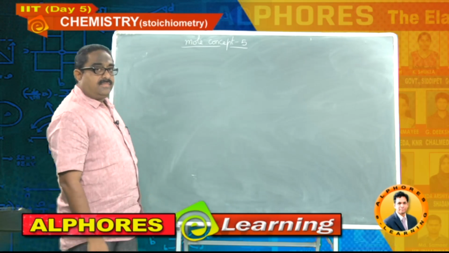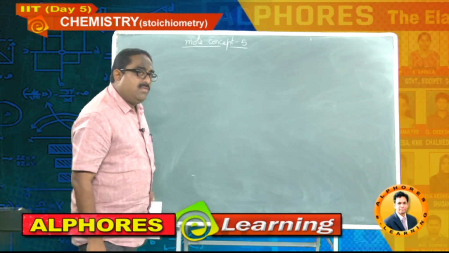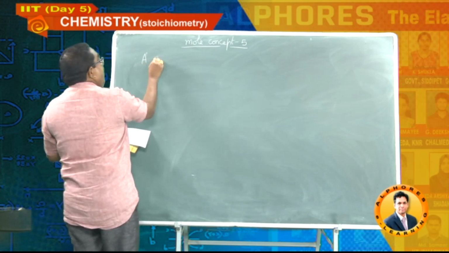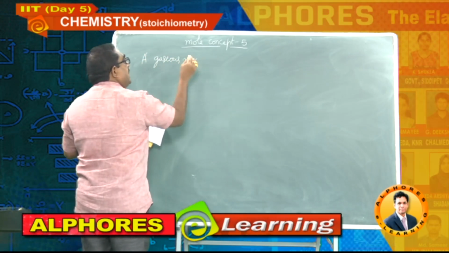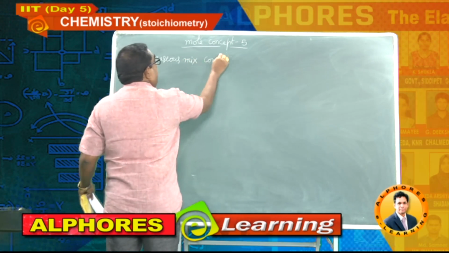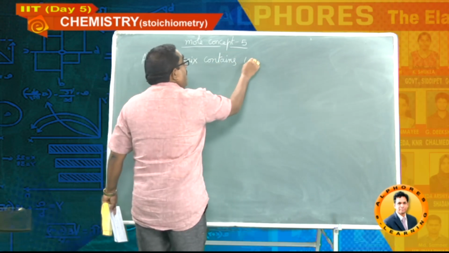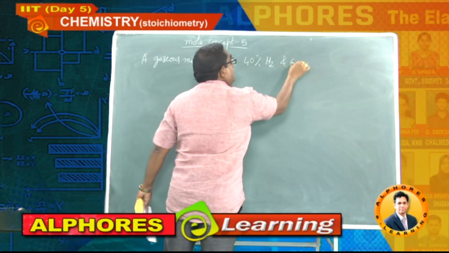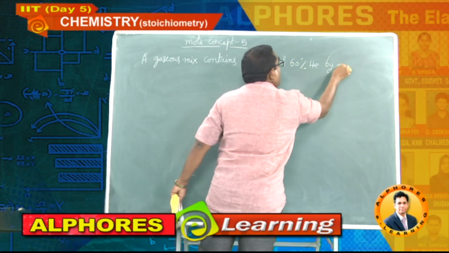Get ready, students. I am going to the next numerical. Please write down along with me. Please concentrate. Write down. A gaseous mixture contains 40% hydrogen and 60% helium by moles.